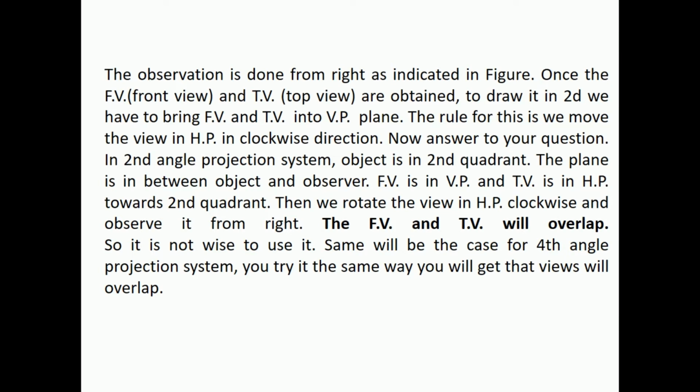Now the answer to your question. In second angle projection, the object is in the second quadrant. The plane is in between the object and observer. The front view is in the vertical plane and the top view is in the horizontal plane towards the second quadrant. Then we rotate the view in the horizontal plane clockwise and observe it from the right. It means the front and top view will overlap each other. The same explanation applies for the fourth angle projection also. They overlap each other. That's why we are not using second and fourth angle projections.